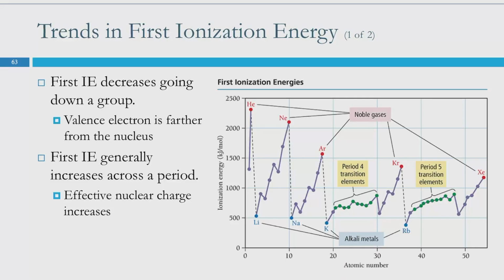So the first ionization energy decreases going down a group. The valence electron is farther from the nucleus. It's easier to pull it off. It's easier to pluck it away. Or you could think of it as it's less strongly held. Since they're a magnet force, the further the magnets get away from each other, the electron being further away from the nucleus, the easier it is to remove it.